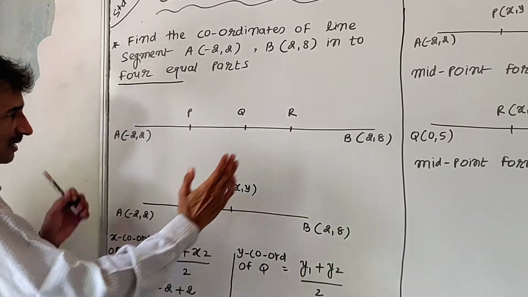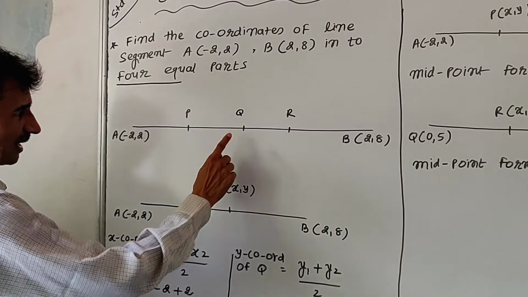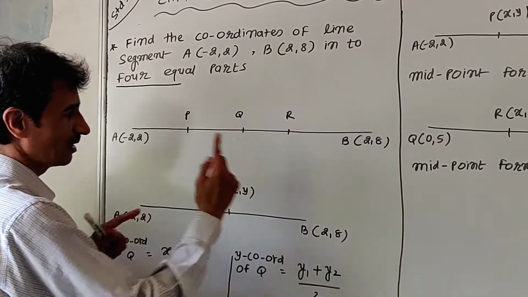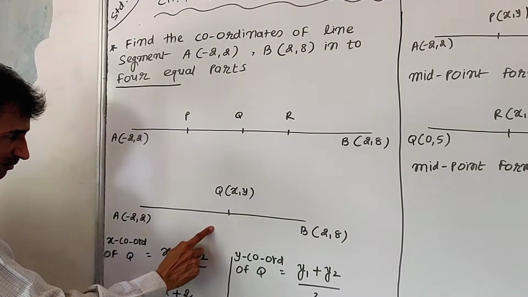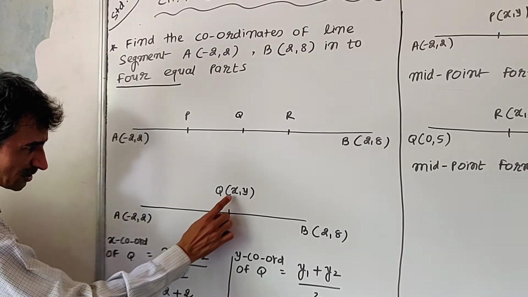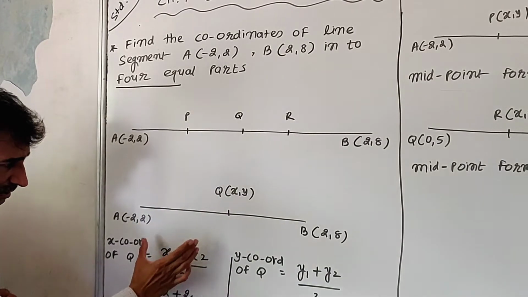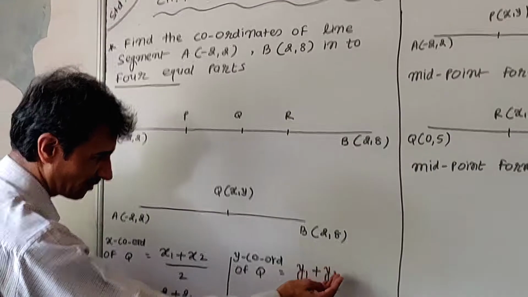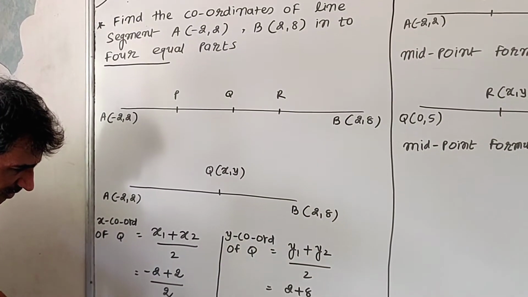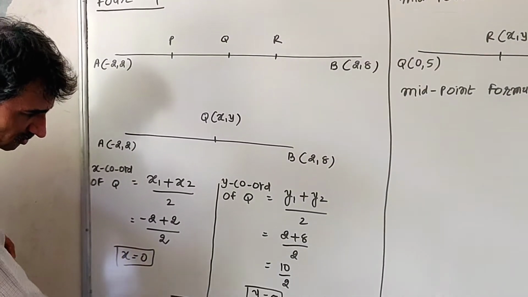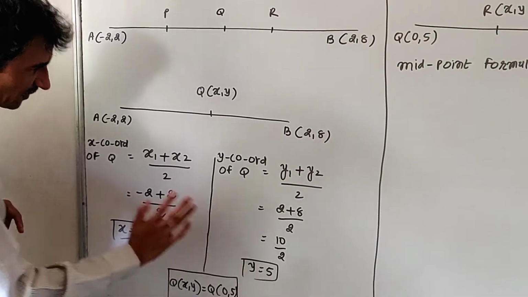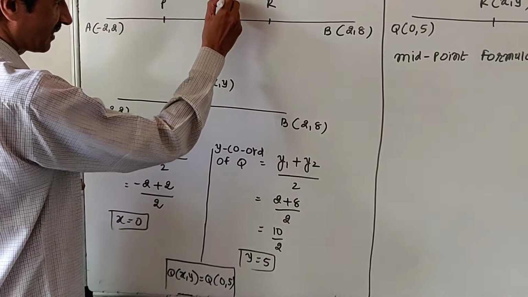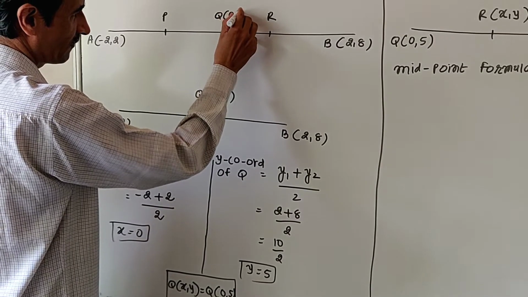First of all, I want to draw this line segment AB, and you can see here Q is the midpoint. This and this portion will be the same, so you can draw this separately. You can find out the coordinates of Q by the midpoint formula: (x1 plus x2) by 2 and (y1 plus y2) by 2. So finally you have the answer of Q: (x, y) is equal to Q (0, 5). We can write down here 0 and 5.